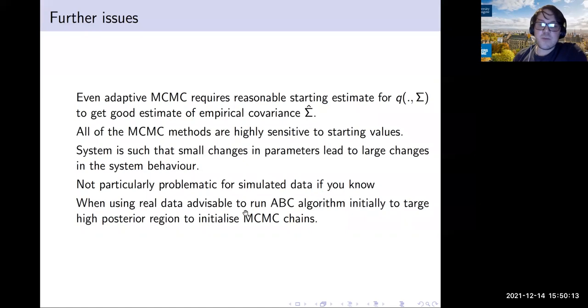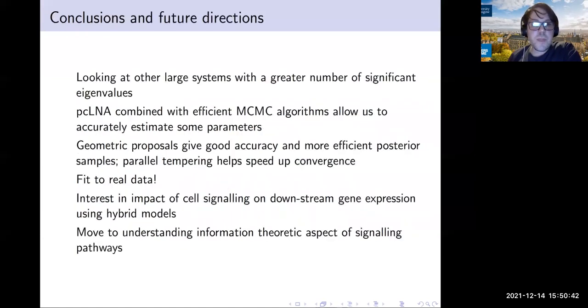Some methods have been proposed, perhaps running an approximate Bayesian computation first, just to get ideas of which parameters are roughly in the right area, and using those estimates from the ABC algorithm to initialize the MCMC. Obviously, we wouldn't want to do that to influence the prior distributions, but if we're just doing it to influence the starting values of the MCMC chains, then it shouldn't introduce any biases. But again, that needs some further work in how we go about dealing with this sensitivity to initial values.